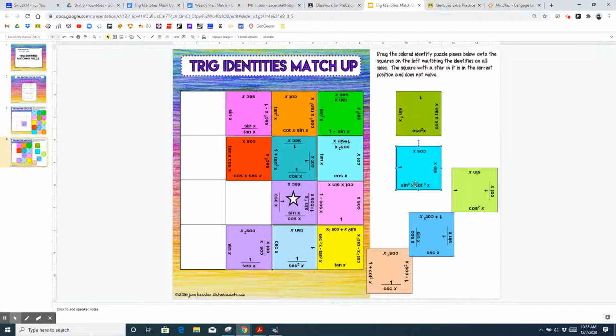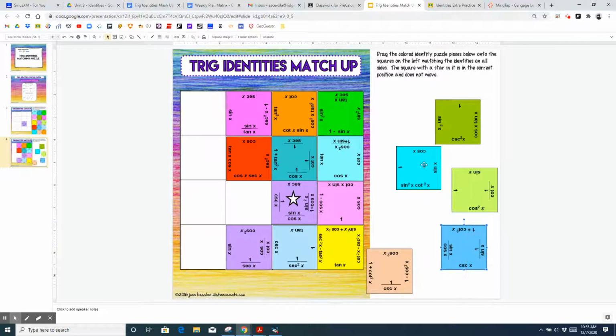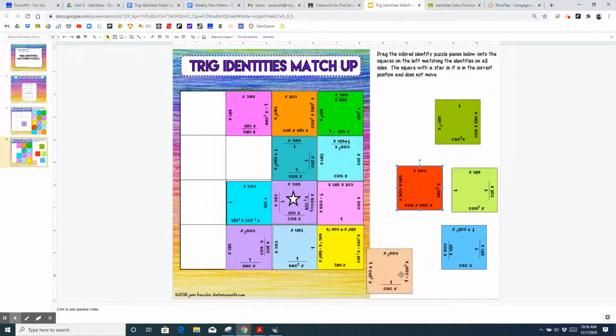Maybe we can move this one. All right, let's see. So I see that this one now fits there because I have cosine times tan, which is, that's not right. So that doesn't work. This is tricky. So this one fits. Maybe we move this red one for now. All right, so let's look to the right of this bottom one here. We'll use process of elimination.